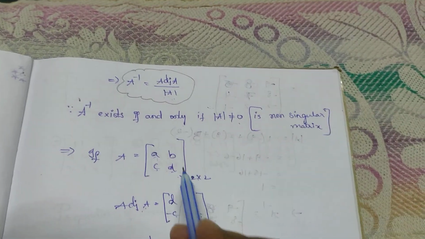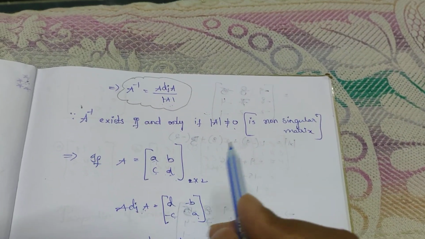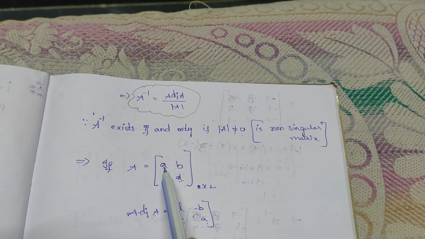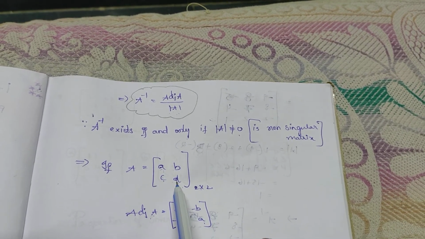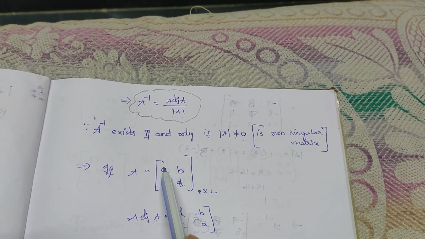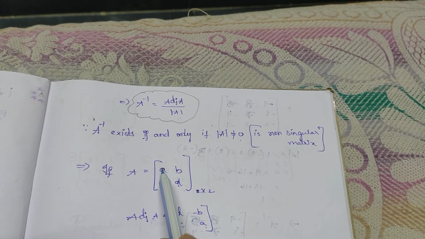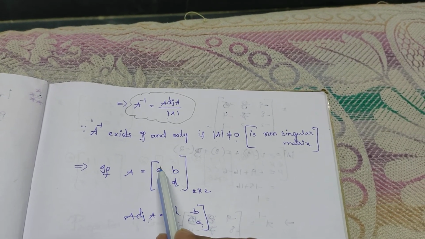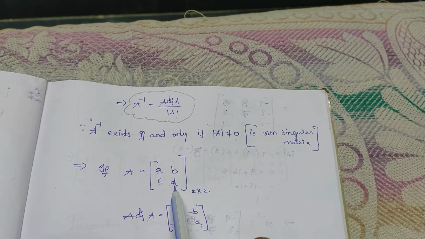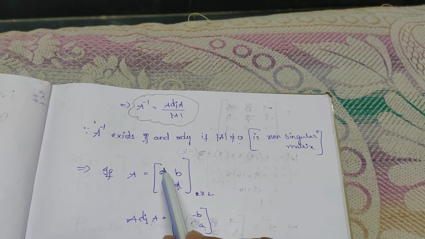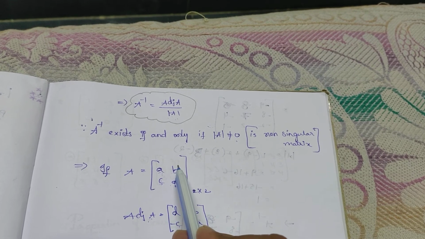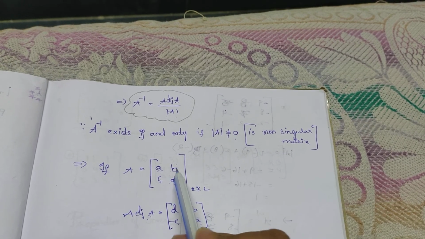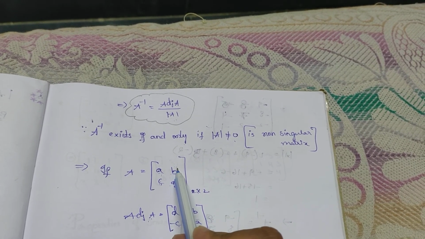Why are we getting this? Adjoint of A is nothing but the transpose of its cofactor matrix. So whenever A, B, C, D are there, if it is a 2 by 2 matrix, the cofactor of A is nothing but D. Why? Because for A you get plus, and the minor of A is obtained by leaving the row and column passing through A, then you get only a single element. This is for plus, this is for minus. So for cofactor of B, you get minus C. So here you get D, here you get minus C.